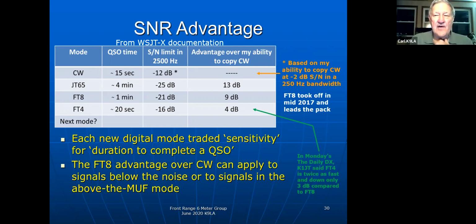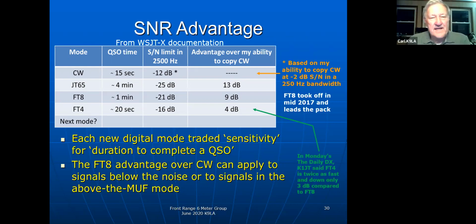Now for CW, I measured how low I could hear a signal, how well I could copy a signal in a 250 hertz bandwidth, and it was a signal that was 2 dB below the noise. I converted that to 2500 hertz because that's what all the digital modes are referenced to. You can see progressing from JT65, which took a long time to make a QSO but had good sensitivity. It could sense 25 dB below the noise.